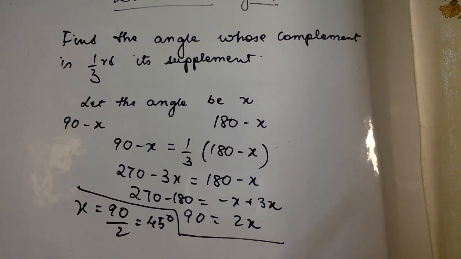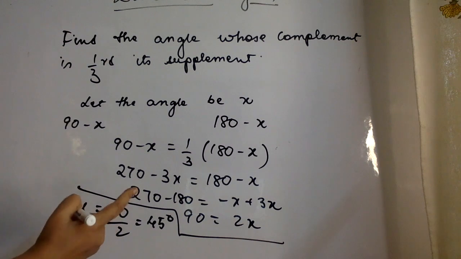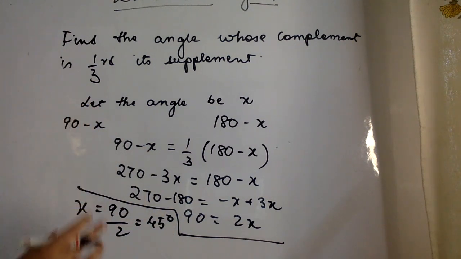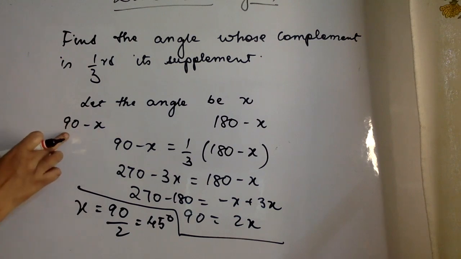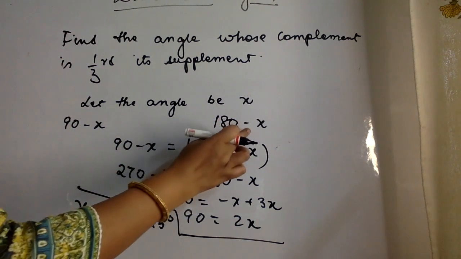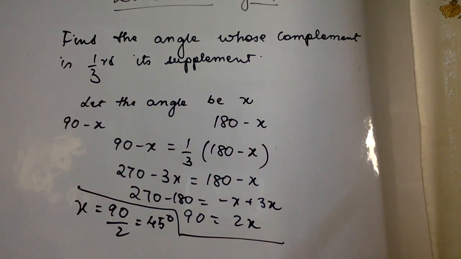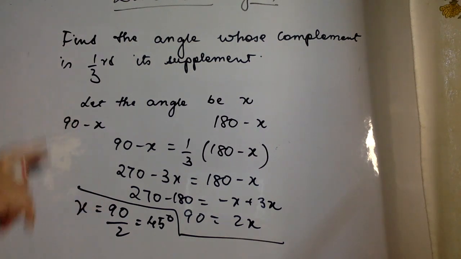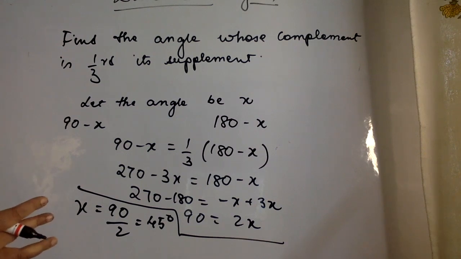So what had they asked for? They had only asked for the angle. Yes, they never asked for the complement, neither did they ask for the supplement. If they are asking for the complement, subtract from here, make its complement 45. If they are asking for supplement, subtract 45 from here and you can get the answer. So this is one sum which can be given in three different ways: find the angle, find the complement, find the supplement. It can be asked in any one of these three ways.